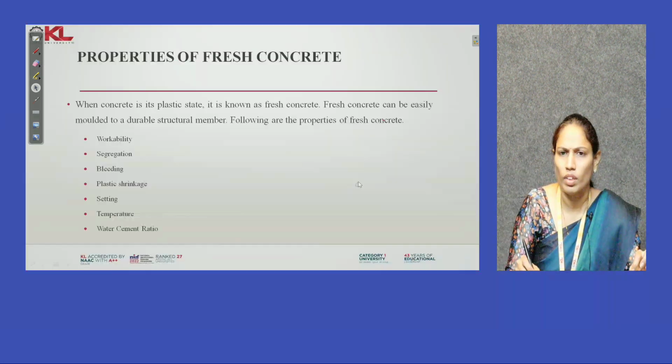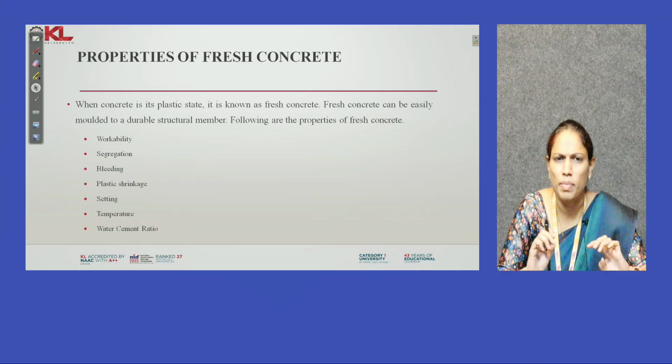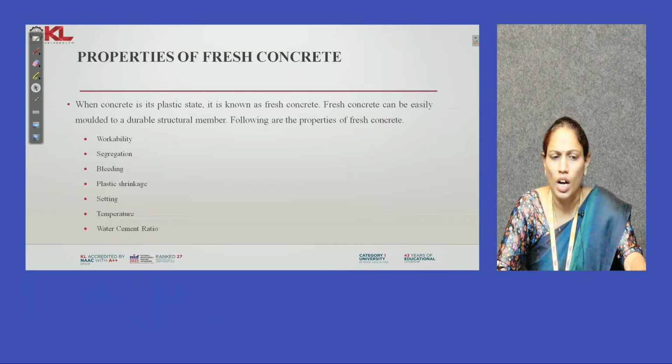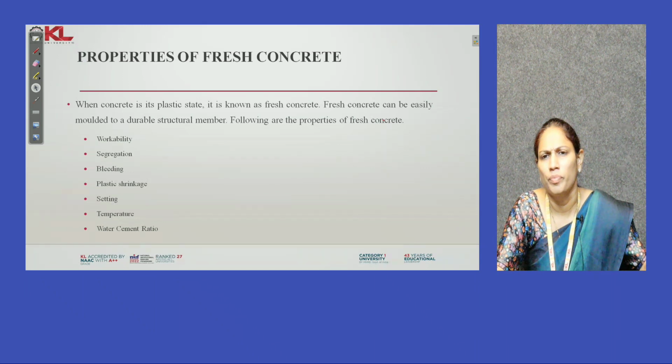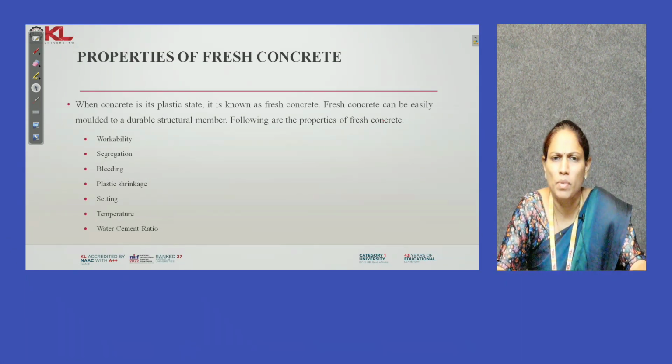So properties of fresh concrete. When concrete is in a plastic state, it is known as fresh concrete. Plastic state means that it is movable and can be blended or taken from one place to another. So fresh concrete is easily molded into a durable structural member.